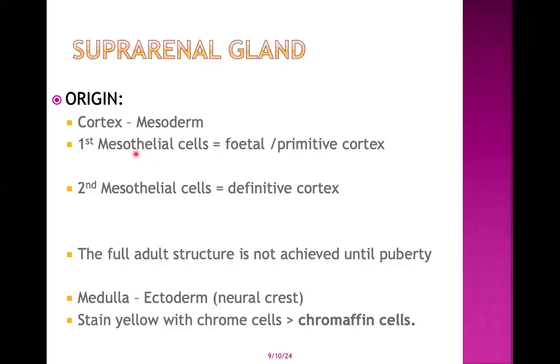So you have first mesothelial cells and second mesothelial cells. The first mesothelial cells are primitive and form the primitive cortex, and the second one becomes the definitive cortex. Remember, we did renal not long ago. We also saw structures like pronephros and mesonephros, some coming and then leaving, and then others becoming the definitive kidney, like the metanephros, where the pronephros and mesonephros would degenerate. The full adult structure is achieved at puberty. The medulla stains yellow with chrome salts, so it is known as chromaffin cells. You do this in histology.